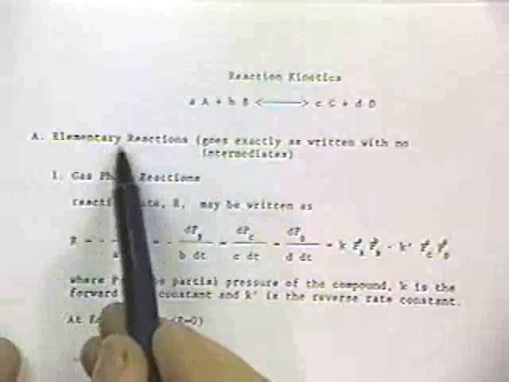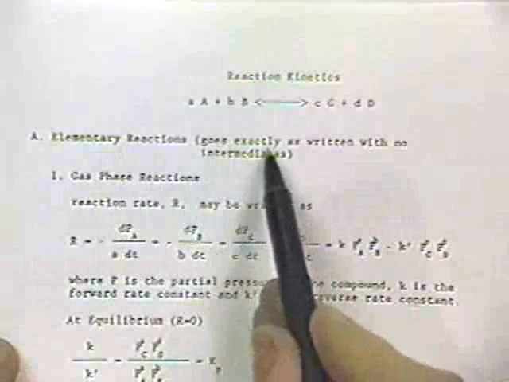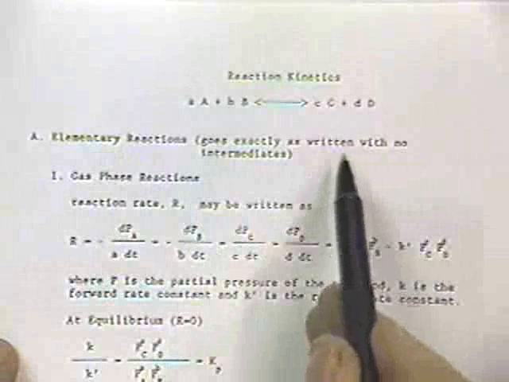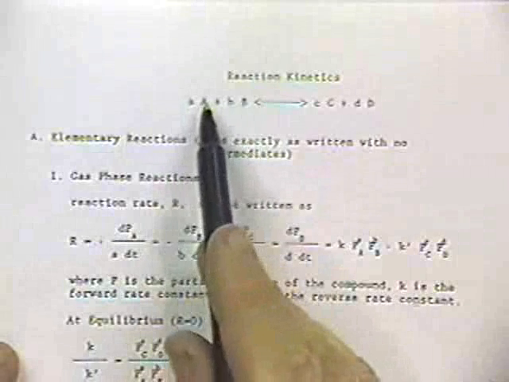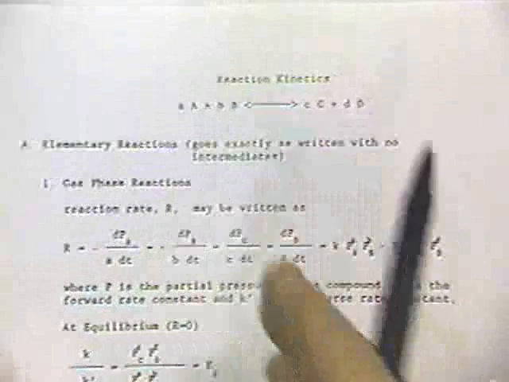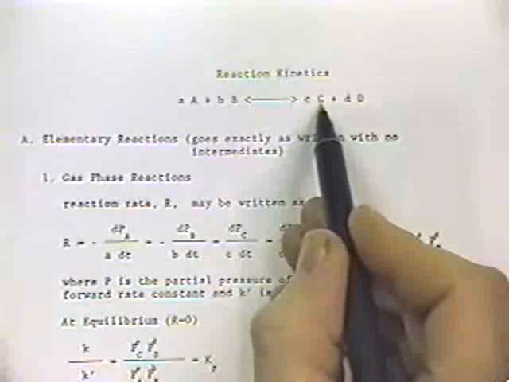The first scenario I'm going to talk about is what we call elementary reactions, where the reaction goes exactly as written with no intermediate. So truly, let's say A and B are 1. 1 mole of A slams into 1 mole of B. They stick together and form C. And that truly is exactly what happens at the elementary level.